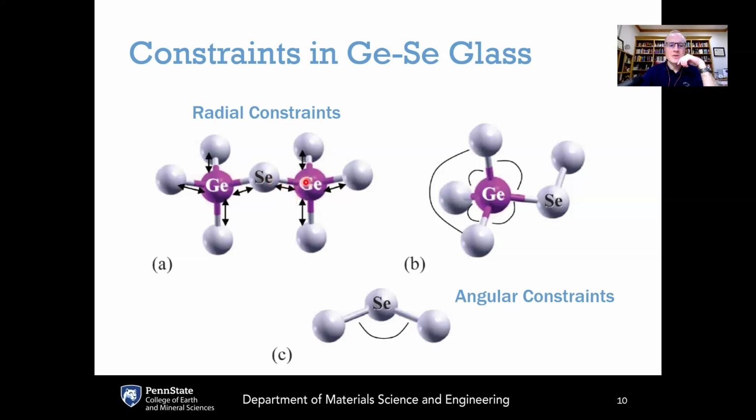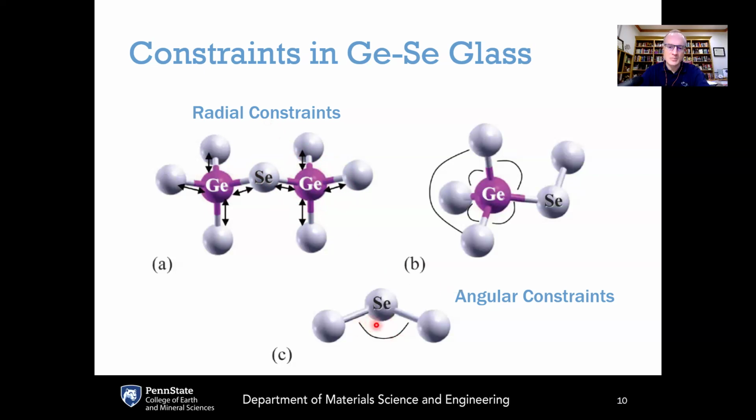When we consider the germanium here, you see that there are 4 bonds because the germanium is 4 fold coordinated. The selenium has 2 bonds, and each one of these bonds is shared between 2 atoms. So in terms of the radial constraints, there would be 2 divided by 2 radial constraints for each selenium. So you've got 1 radial constraint for each selenium. For germanium, you've got 4 bonds, each shared by 2 atoms, so it's 4 divided by 2, or 2 radial constraints for the germanium. So 1 for each selenium and 2 for each germanium in terms of the radial constraints.